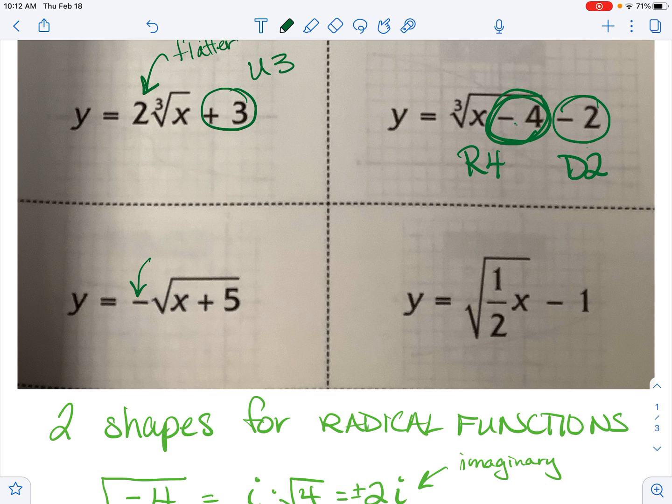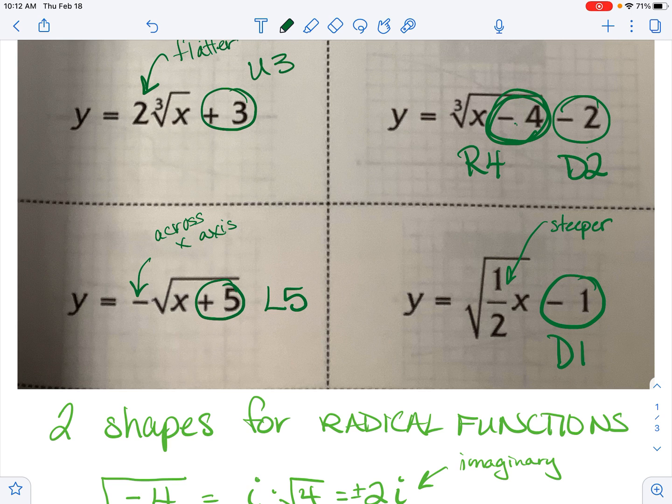This is going to flip it across the x-axis. And then this is going to move it left 5. This is less than 1, so it's going to make it steeper. This is -1, so it's going to move it down 1.